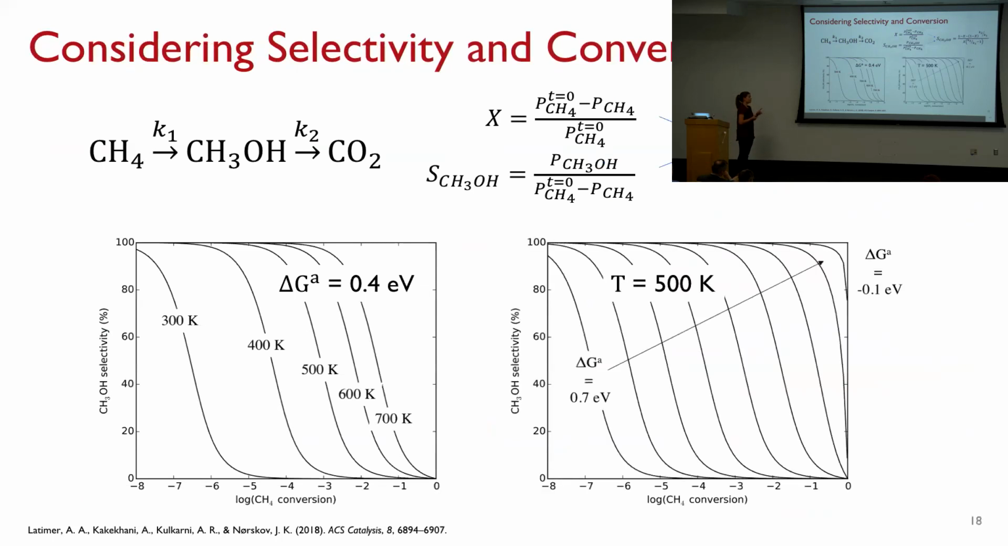We also see that if we hold temperature constant and we vary this difference in the rate constants, we would like to have a delta GA that is very small or even negative. And what this corresponds to is effectively saying that we want methanol to be more difficult to activate than methane.